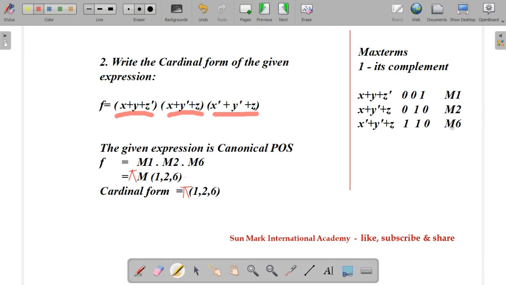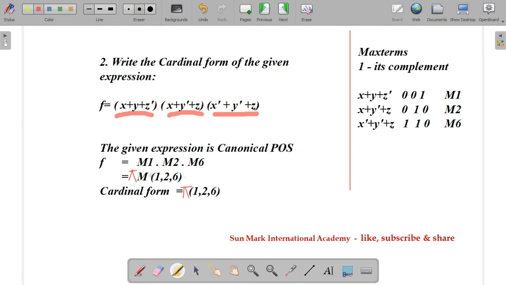0, 1, 0. Decimal is 2. 1, 1, 0. Decimal is 6. Is it? 1 should be complemented. So x dash y dash z is 1, 1, 0, M6. And these all are max terms. That's why the max term subscript we are indicating as capital M1, M2, M6. And we know this is the product of sums. So here we have to write in terms of max terms: M1 dot M2 dot M6.